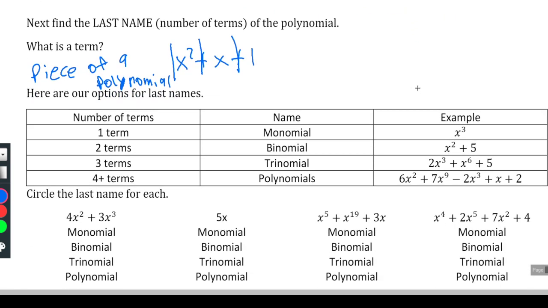And this is how we name them. If we have one term, it is called a monomial. If you know language, mono means one. Two terms, bi, like a bicycle, means two. Trinomial, tricycle, means three. And anything with four or more terms, we call it just a polynomial. We don't need to make one for every single term.